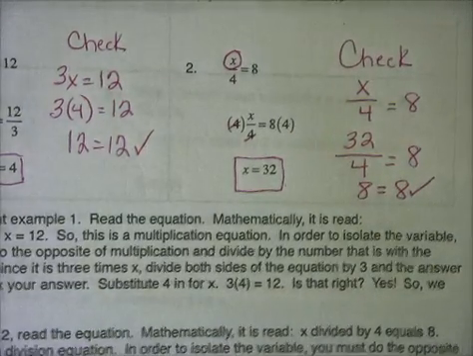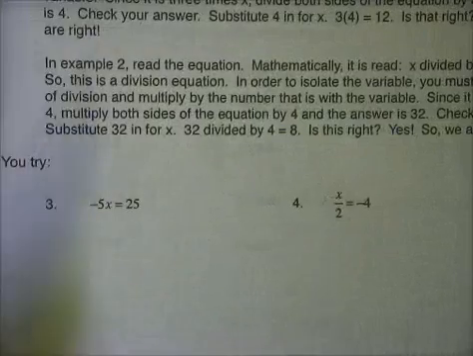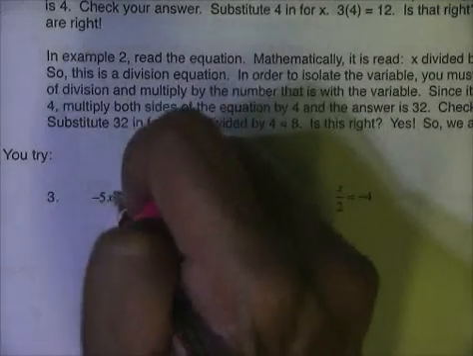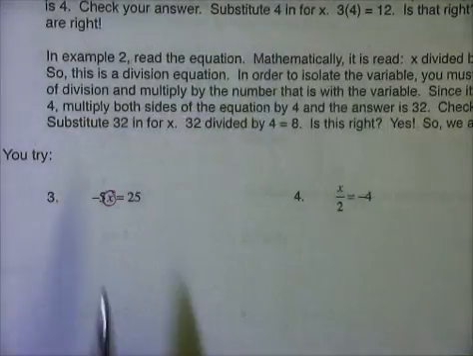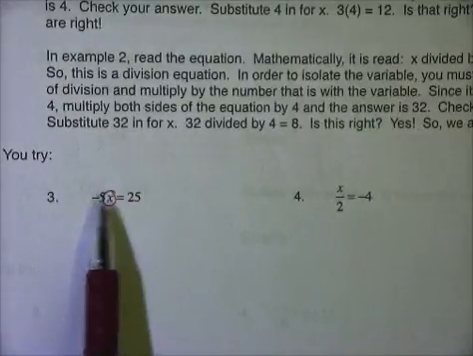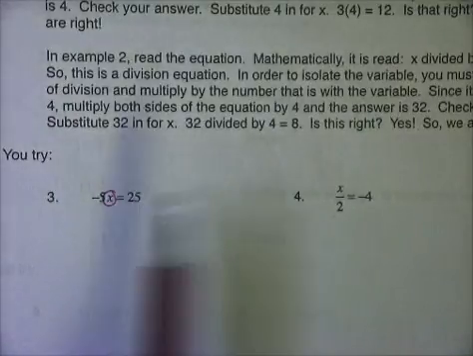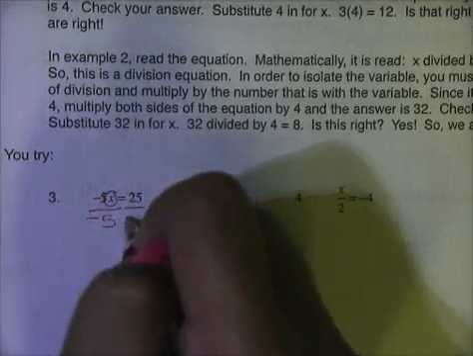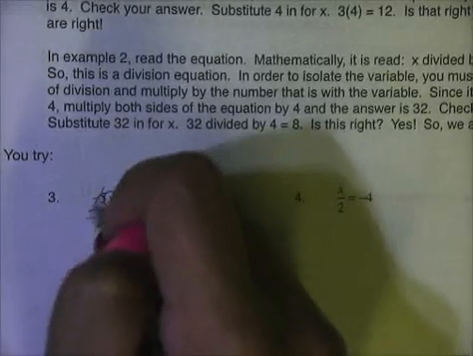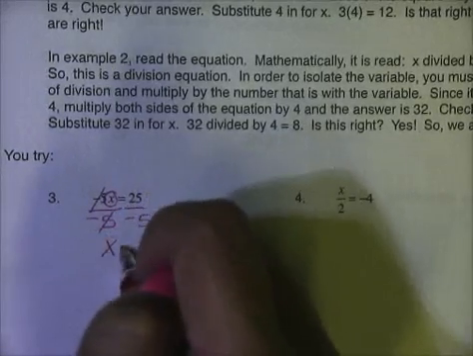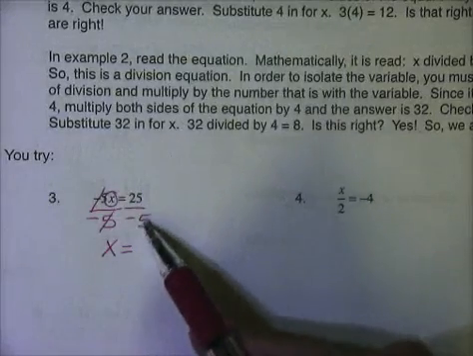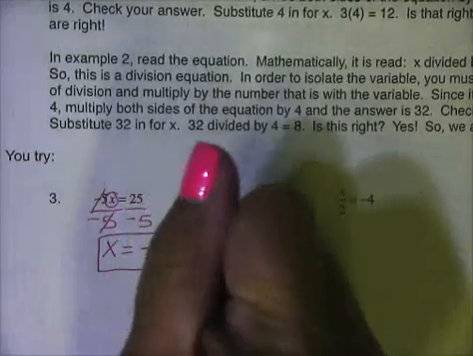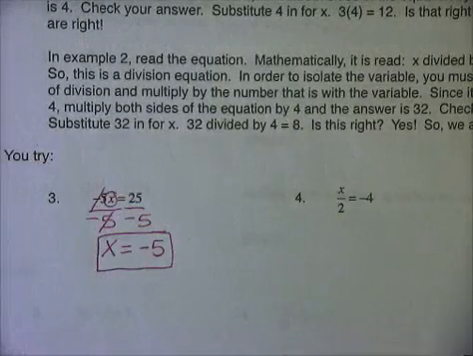So let's go down to the bottom then, and let's take a look at the 2 problems down there. Let's work on them together. So let's circle our variable. That's what we need to isolate. If we read it, it says negative 5 times x equals 25. So because it's multiplication, I'm going to divide both sides by negative 5. Remember I said that these become 1 and they cancel out. 25 divided by negative 5 is negative 5. So that is our answer.